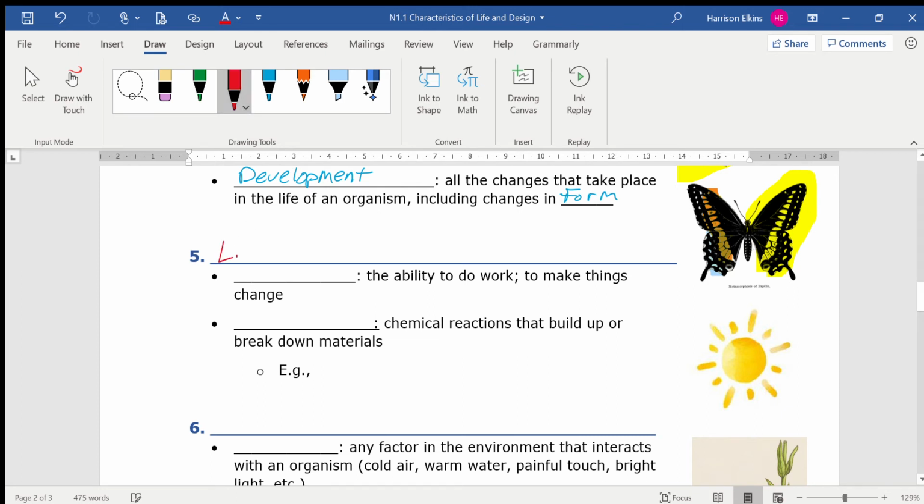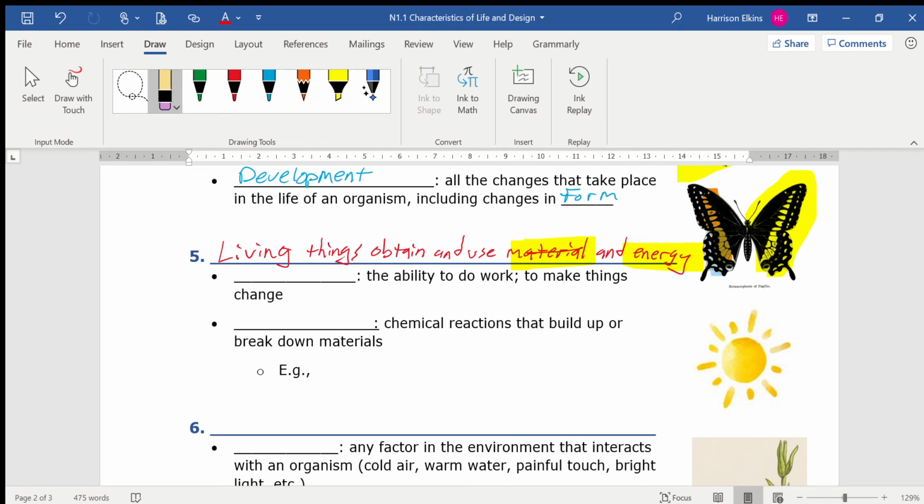Living things, I've got a picture of the sun here. Why is that? Living things obtain, so that means they get, they fetch, they collect, and use material and energy. I did not mean to cross that off. Sorry, I crossed out material. There we go. Material and energy.